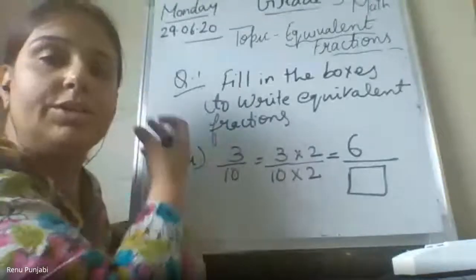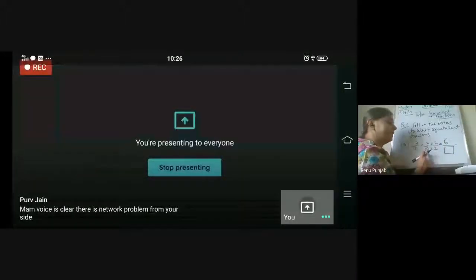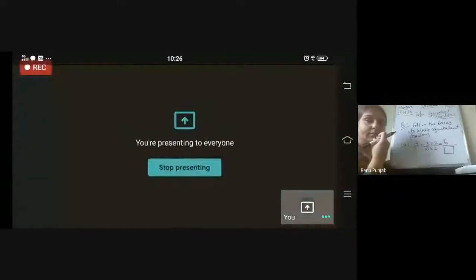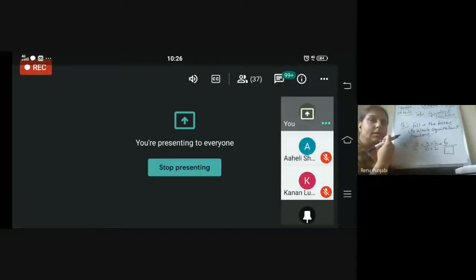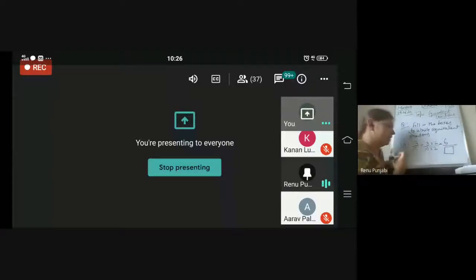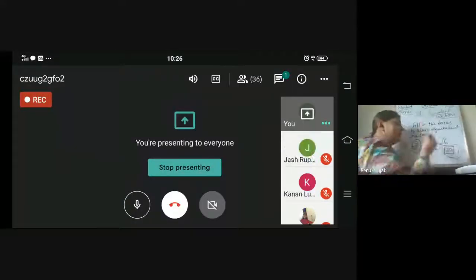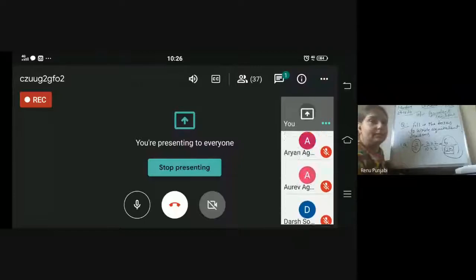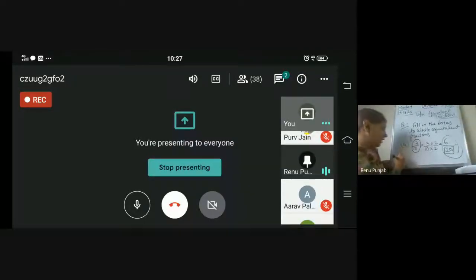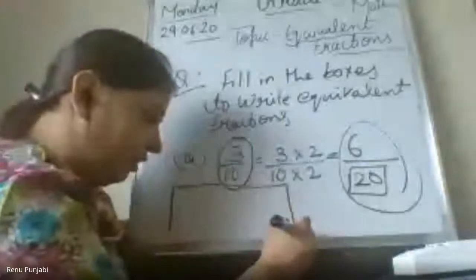I will send you the worksheet. 3 into 2 is 6. So what will be the 10 into 2? Please write in the chat box what will come here in the box. Yes, 20. 10 into 2 is 20. Now 3 upon 10 and 6 upon 20 are the equivalent fractions. I will show you the pictorial also. Pictorial means in the picture formation.